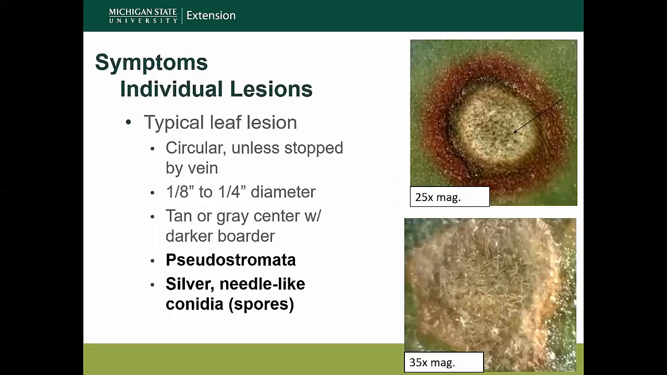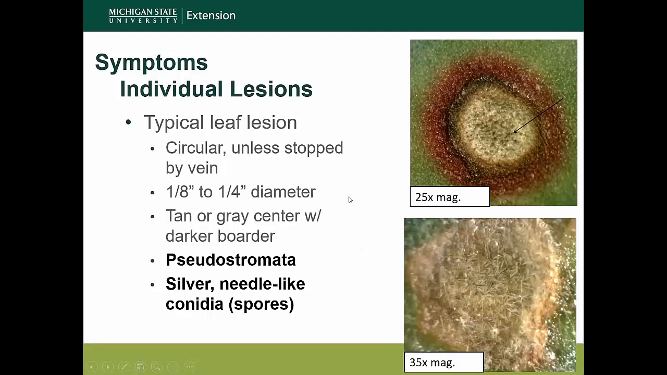And so, since we do have several different leaf spot diseases here in Michigan, it's important to be able to distinguish them from each other, because they each have a unique biology, life cycle, and slightly different management strategy. And so a typical Cercospora lesion is circular unless it's stopped by a leaf vein, and they're generally fairly small lesions, from 1/8 to 1/4 of an inch in diameter. They often have a tan or gray center, then with a darker red or brown border. As you can see in the pictures I have on the screen here, the top one has a very nice deep red border, and the bottom one has kind of a darker brown color.